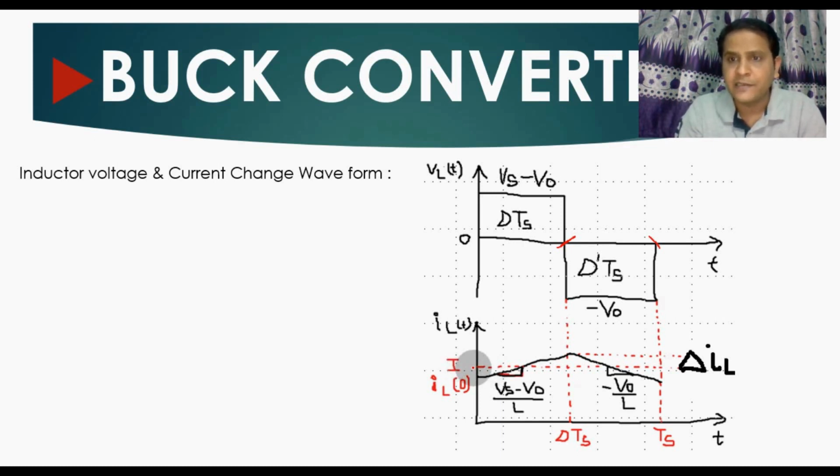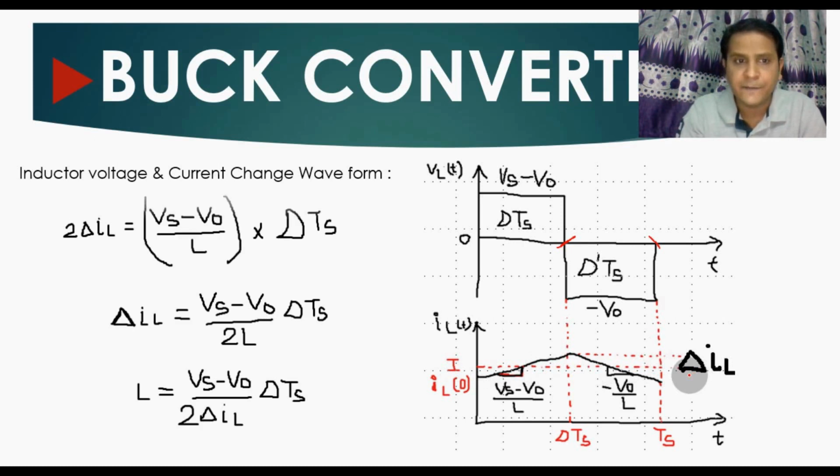So let us see what the ripple inductor current is. You can see from here, this is the DC current flowing through the inductor. From here to here we have a ripple inductor current, which is called delta IL. If you want to find out the ripple current flowing through this inductor, you can find it by using this formula: 2 delta IL equals Vs minus Vo divided by L, that means the slope times the time interval. So you can find this delta IL.